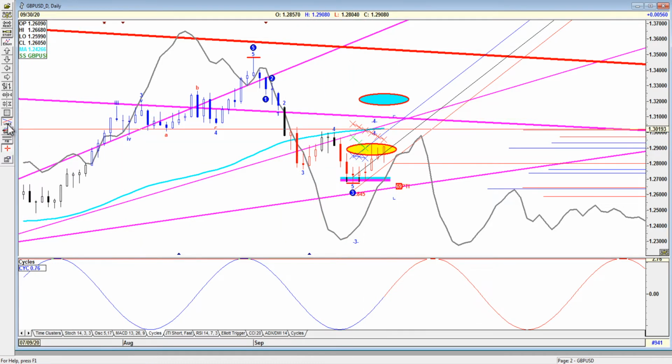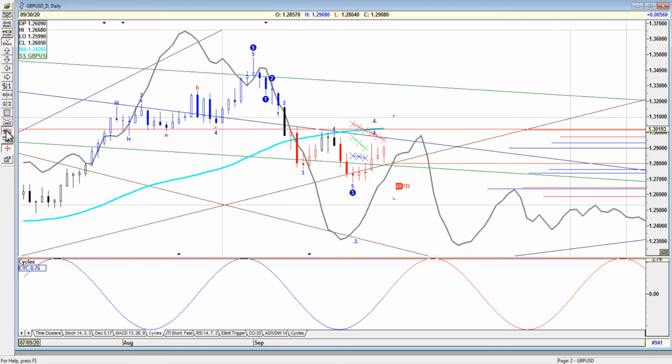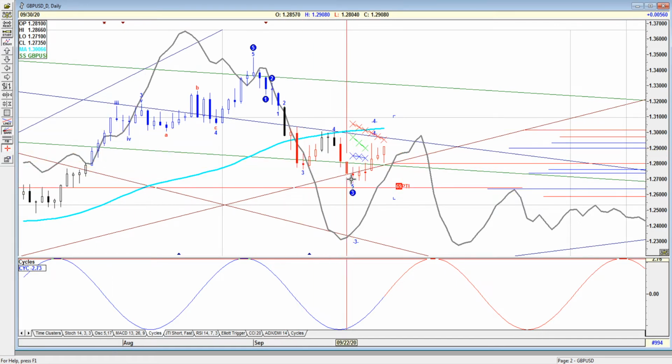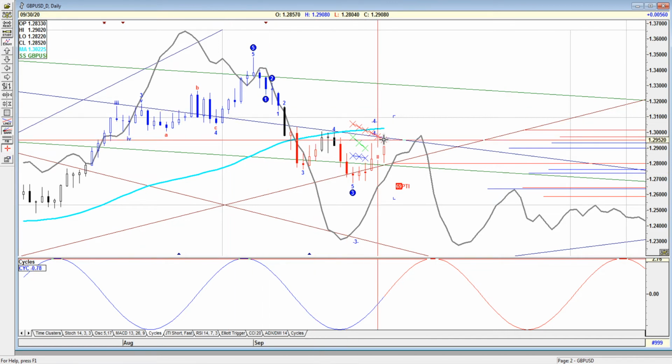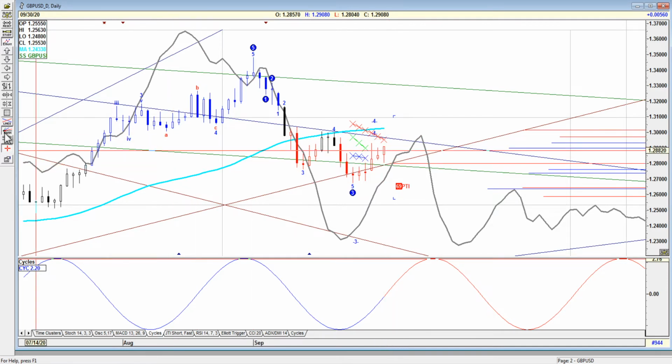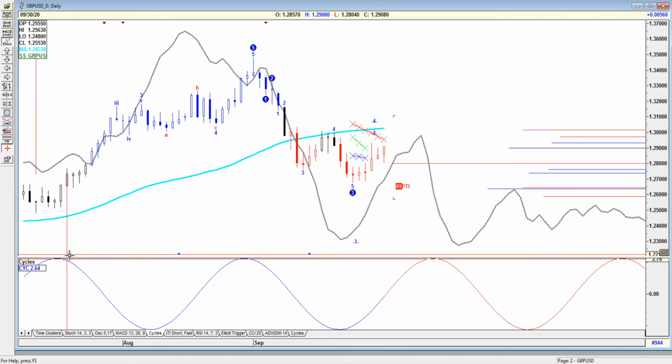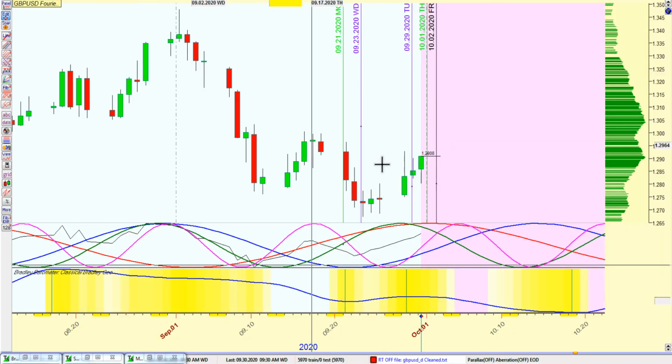Let's see what else. Gann box. You can see that we kind of went below it. Now we find support. This is a big one coming from on high, and this is going to be possible resistance also. Let's see there. Nothing there. All right, so let's go into our Fourier.